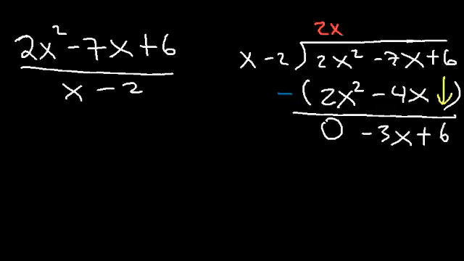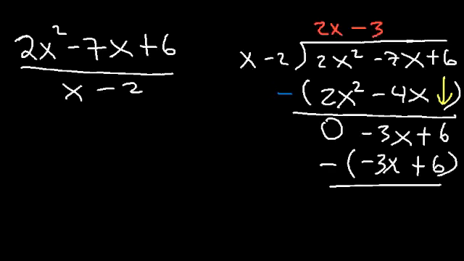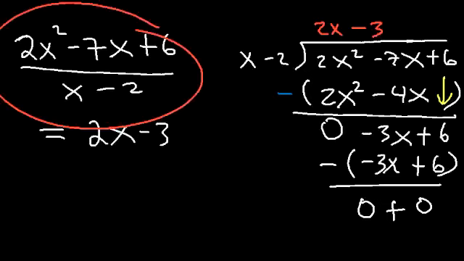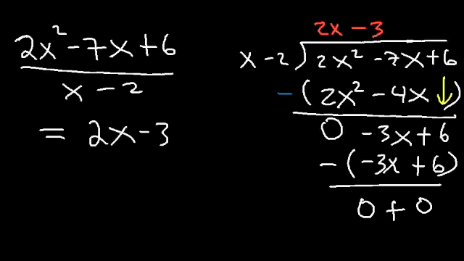So now let's divide. Negative 3x divided by x is negative 3. And now let's multiply. Negative 3 times x is negative 3x. And negative 3 times negative 2 is positive 6. So now let's subtract. Negative 3x minus negative 3x, or negative 3x plus 3x, is 0. 6 minus 6 is 0. So the remainder is 0. Therefore, this is equal to 2x minus 3. So that's how you can divide polynomial expressions using long division.